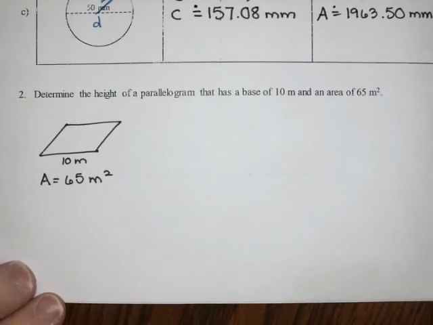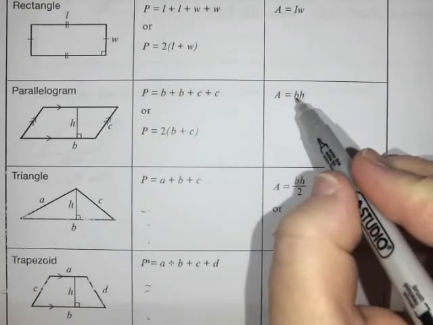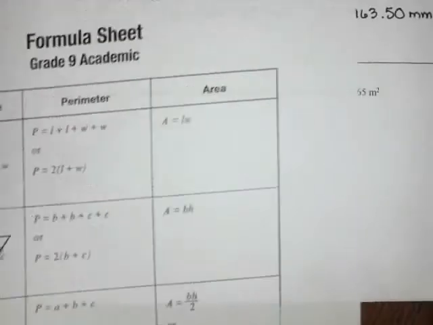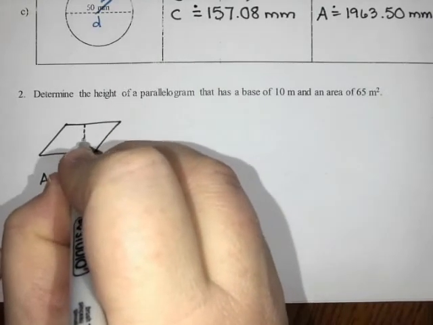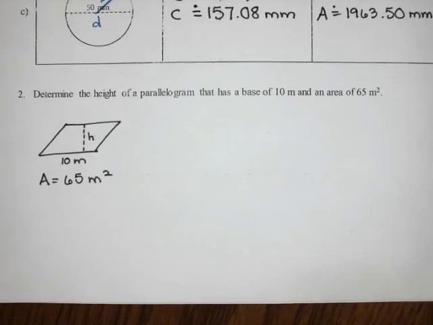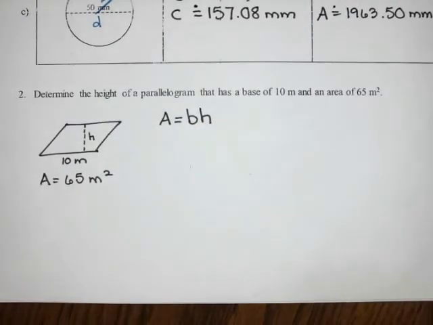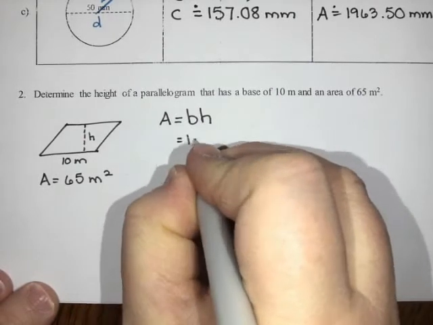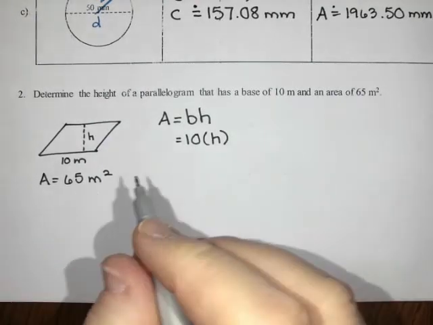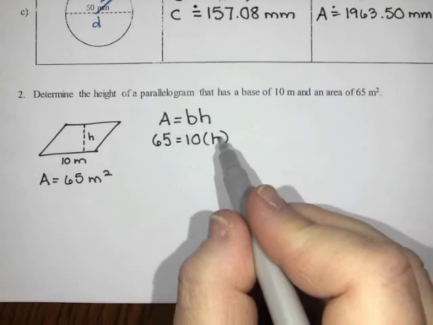And if I look at the formula sheet for a parallelogram, when it talks about area, area is base times height. So in my picture, I have the base, and what we don't know is the height. So I'm just going to mark a height on here somewhere, and we're going to see if we can use that to solve. So my formula sheet said that area was base times height. So I know the base is 10, but I don't know what the height is, so I'm just going to leave that as h. But I do know that the area is 65, so in place of a, I'm going to put 65. And then what we're going to do is try to solve for h.